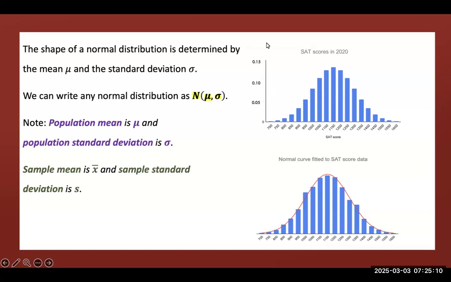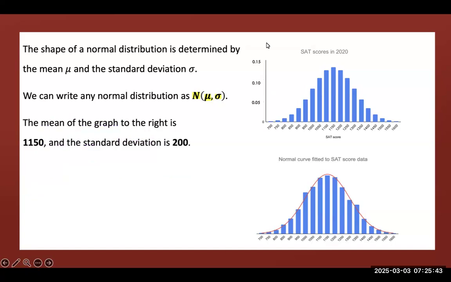Now, because our population of interest was all SAT scores in 2020, the mean of all SAT scores is the population mean, and that's mu. And the standard deviation of all SAT scores is sigma. While if I had said, here are 300 students who took the SAT in 2020, that would be a sample. And if I found the mean of that sample, I would use X bar. And if I found the standard deviation of that sample, I would use S.